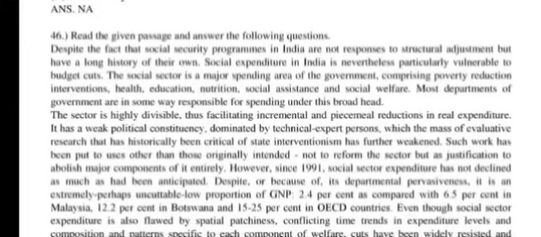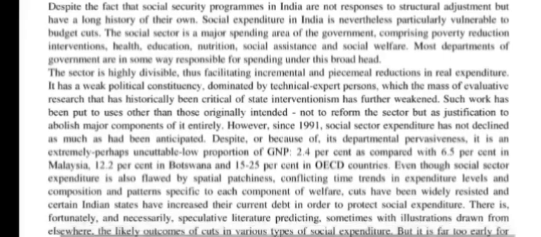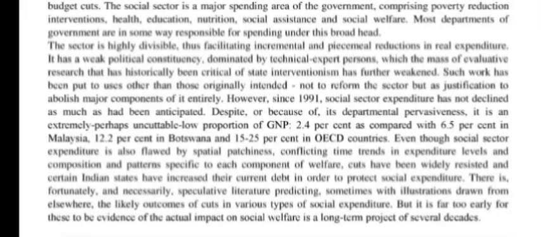Despite the fact that social security programs in India are not responses to structural adjustment but have a long history of their own, social expenditure in India is nevertheless particularly vulnerable to budget cuts. The social sector is a major spending area of the government, comprising poverty reduction interventions, health, education, nutrition, social assistance, and social welfare. Most departments of government are in some way responsible for spending under this broad head. The sector is highly divisible, thus facilitating incremental and piecemeal reduction in real expenditure.